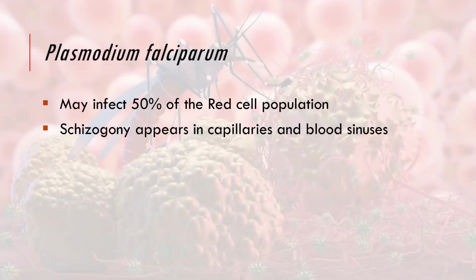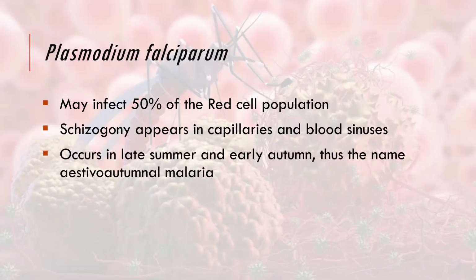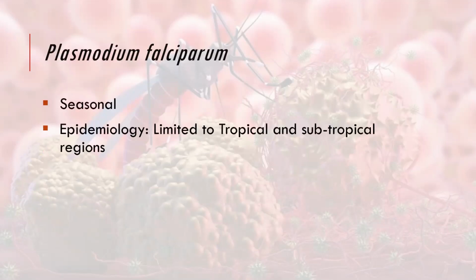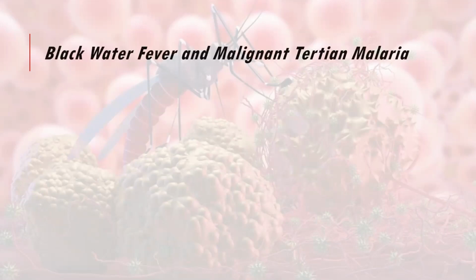Schizogony appears in the capillaries and sinuses. Yan. Occurs in late summer and early autumn, thus the name aestivo-autumnal malaria, and needs warmer months to reproduce. These are just nice to know. Seasonal, limited to tropical and subtropical regions, pwede sa Pilipinas kasi tropical country po tayo. Ayan, blackwater fever and malignant tertian malaria.